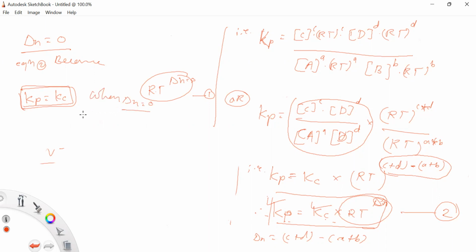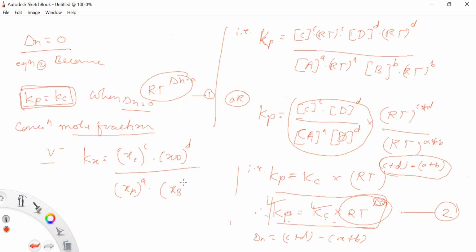Now, when the concentrations of the reactant molecules are expressed in terms of mole fractions, then for the above general reaction, the chemical equilibrium constant Kx can be written as Kx is equal to x of C raised to power c into x of D raised to power d, upon x of A raised to power a into x of B raised to power b. So this is equation number 3.